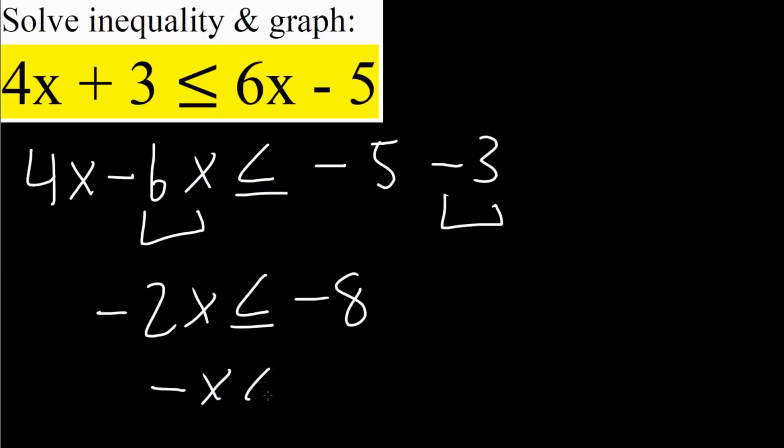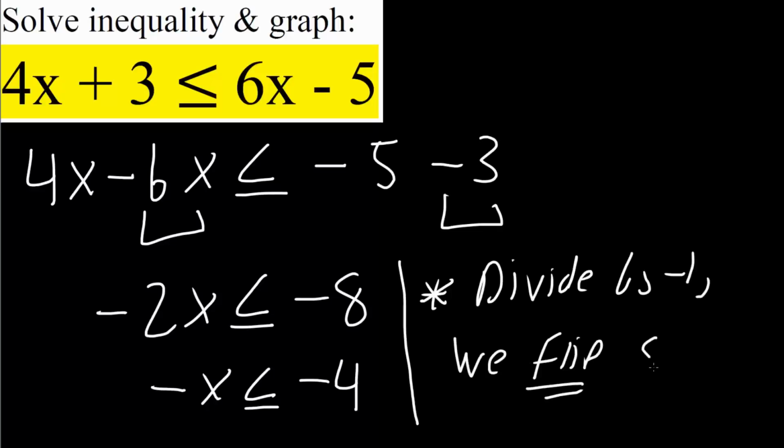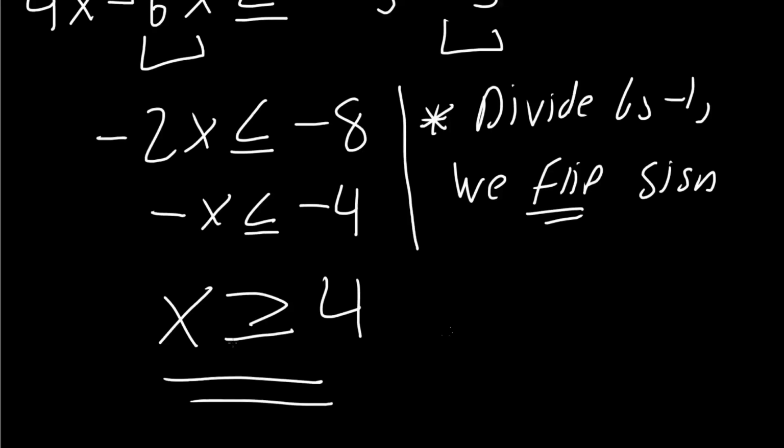And so I could get minus x is less than or equal to, I divided by 2, so minus 4. And like the second problem we did, we have to take an important note. If we divide by -1, we flip the sign. So I would divide by -1, divide by -1, and so we would get x is greater than or equal to 4. I flipped the sign because I divided by -1. So this is the answer, and now we can do a quick graph.